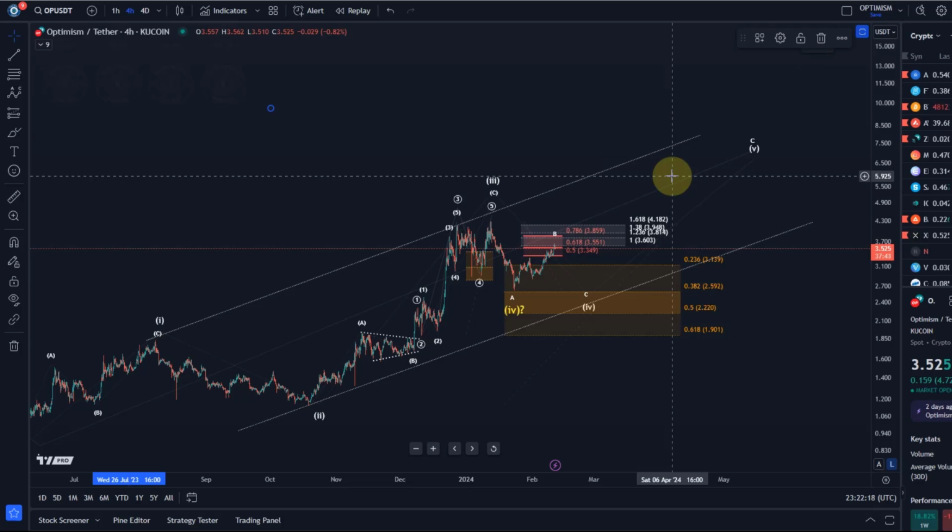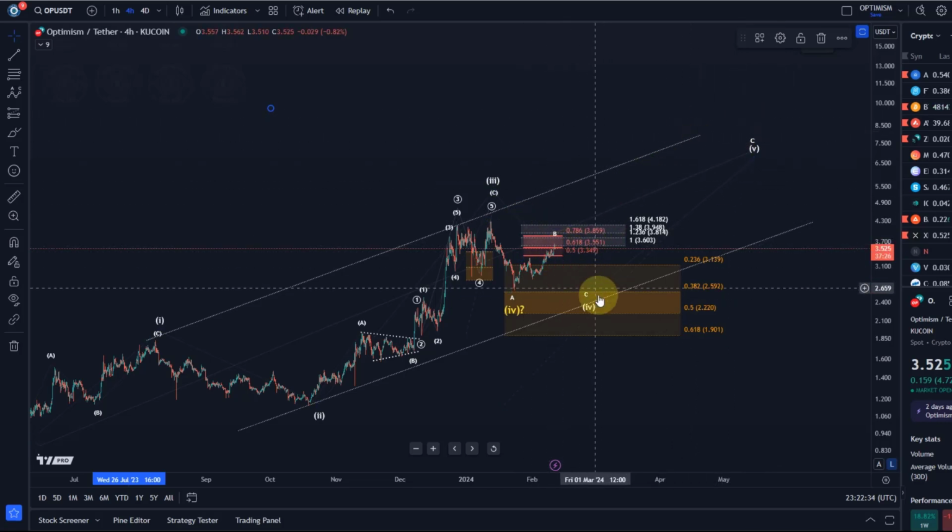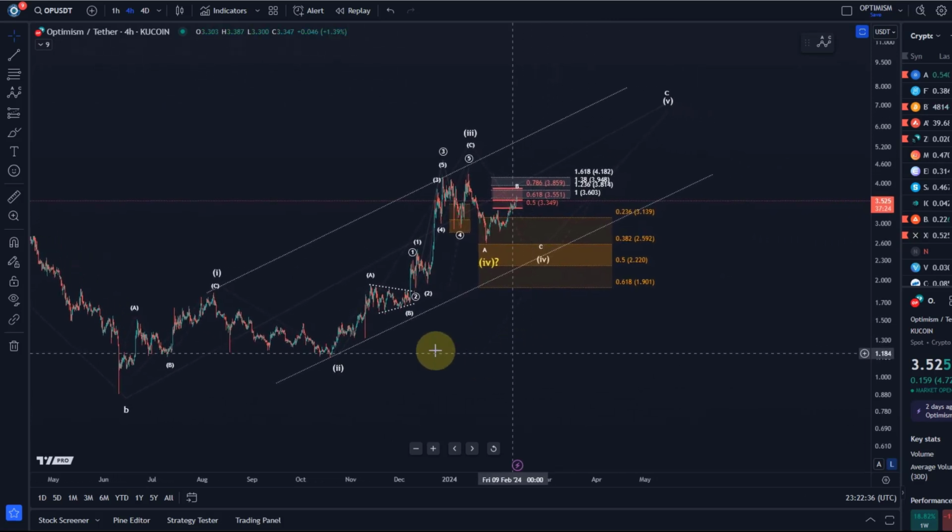What we now need to explore is which levels need to hold for this fifth wave to the upside to unfold, that you see there on the chart. We also want to talk about next upside targets for wave 5. But what about a short-term bearish scenario? We talk about that as well.